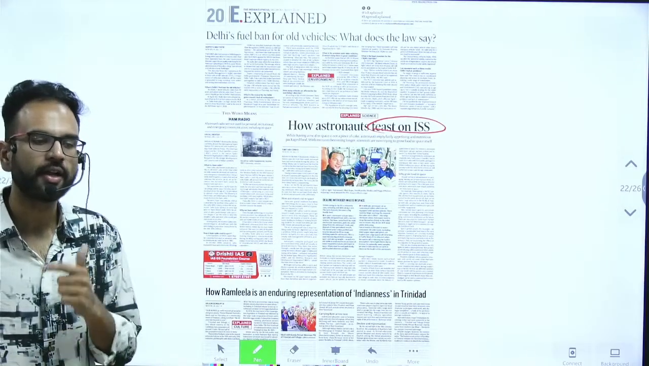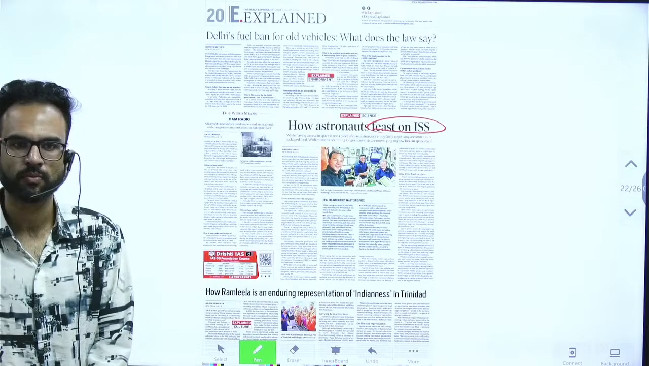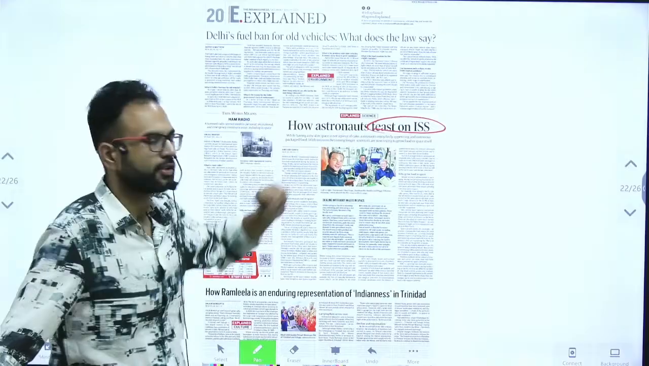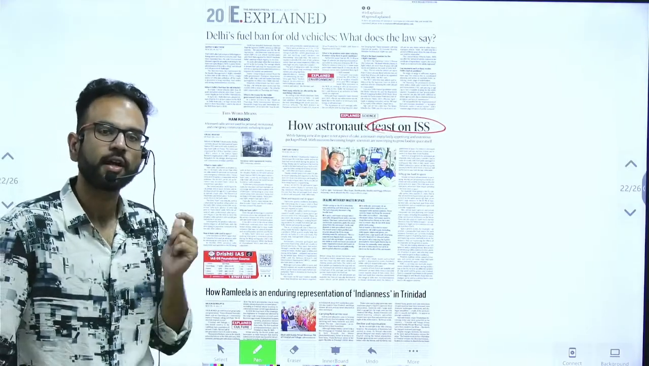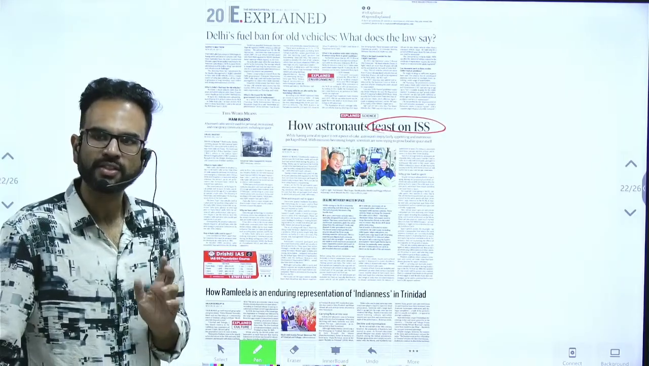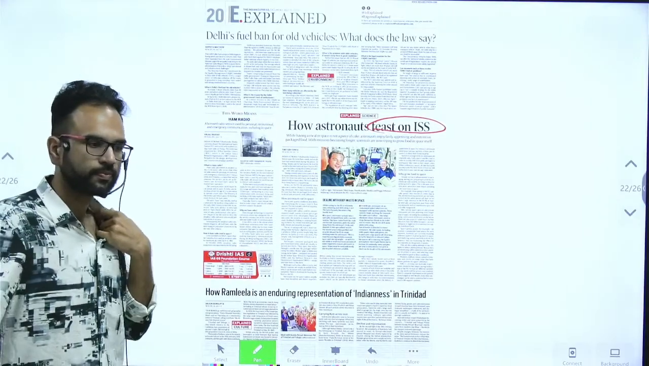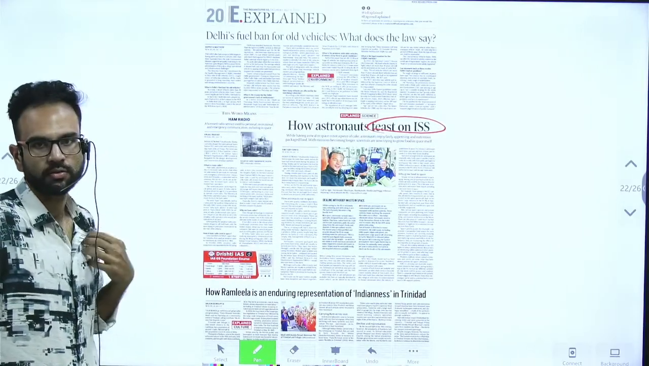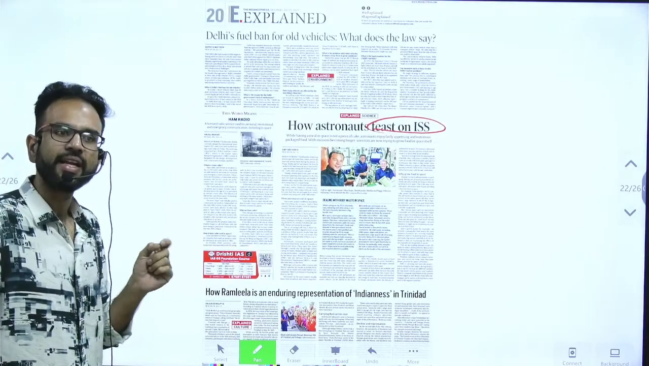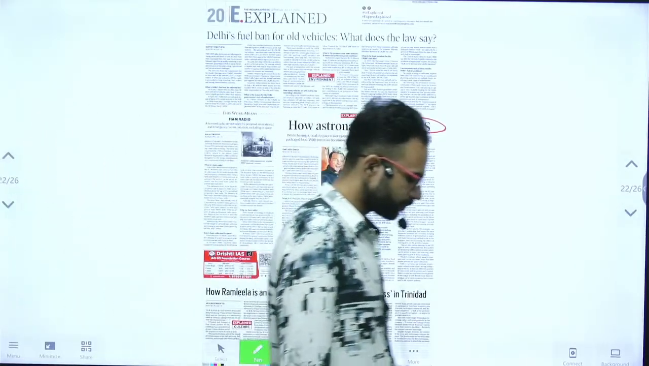What is Mission Gaganyaan? Please write down. What is Mission Gaganyaan? The International Space Station is a project by which countries? Did some country withdraw recently? Which country? Go back and check. Why did it withdraw? And because of that withdrawal, did it give India an opportunity? These are the things you need to know.